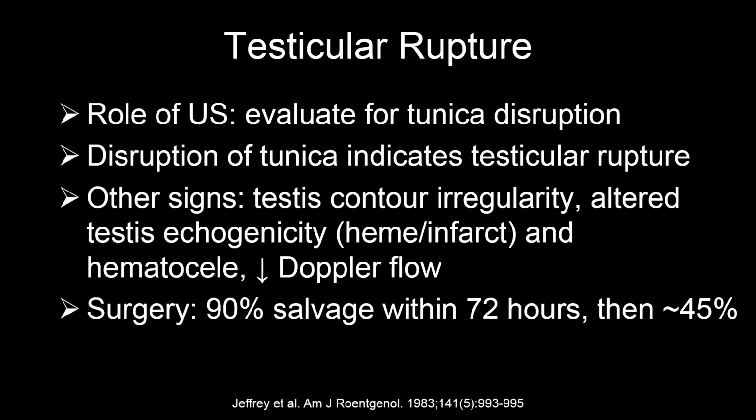The role of ultrasound is very important in this. And the patient that I just showed you, that was a major, major disruption. The tunica disruption was very easy to see. Sometimes it's much harder though, and so there are other secondary signs: contour irregularity of the testicle, altered testicular echogenicity due to hemorrhage or infarction with maybe an adjacent hematocele, decreased Doppler flow. Why is this important? Because we want to salvage the testicle if at all possible, and there's a 90% salvage rate within 72 hours, but then it goes down quite a bit afterwards.